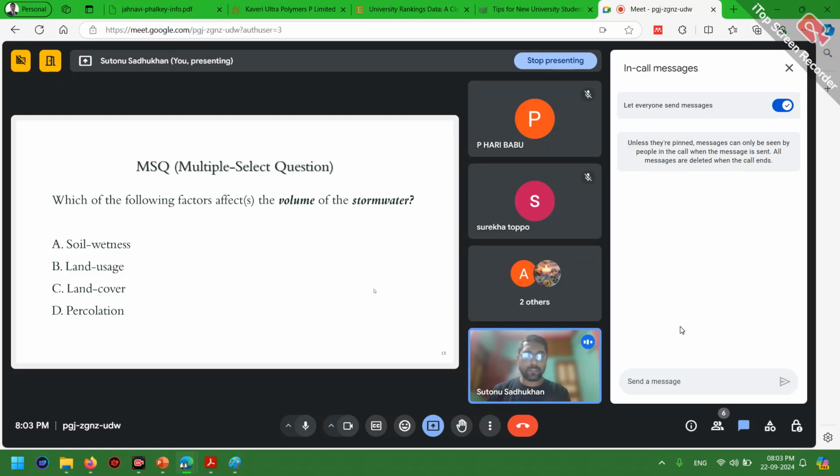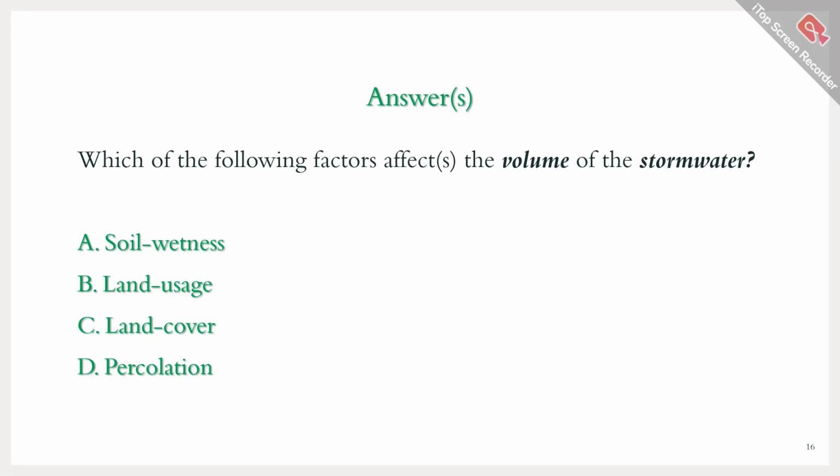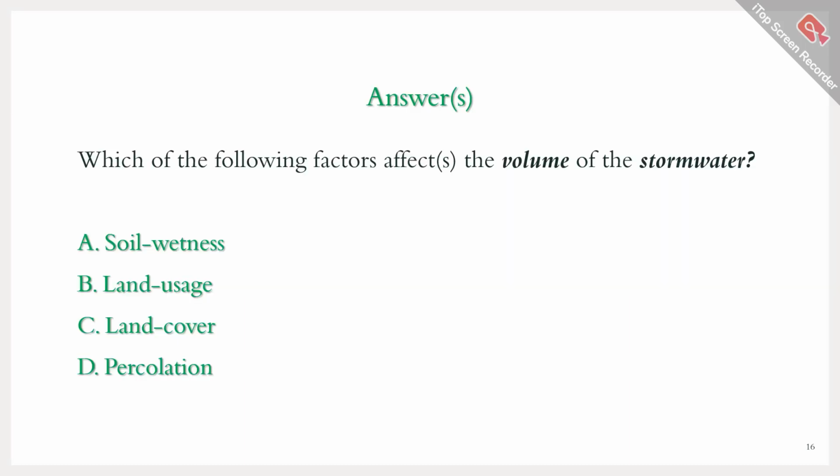Okay, I'll proceed with the solution. So all are the correct options. All of the factors, soil wetness, land usage, land cover and percolation, affect the volume of the storm water. Why is it so? Hopefully it is clear to you.